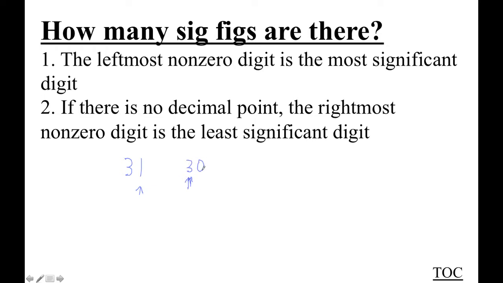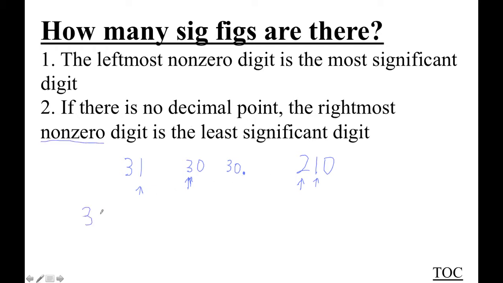Okay, so if you say 30, no decimal point, you mean about 30. If you mean 30 with an uncertainty down in the tenths or something, then you say 30 with a decimal point, and then this rule doesn't apply. This one still is the least significant digit. Okay, what if I have 210? Well, there's no decimal point, right? So this is the least significant digit. That's the most significant digit. There are 2 sig figs right there. Okay, so if there's no decimal point, it's the rightmost non-zero digit.